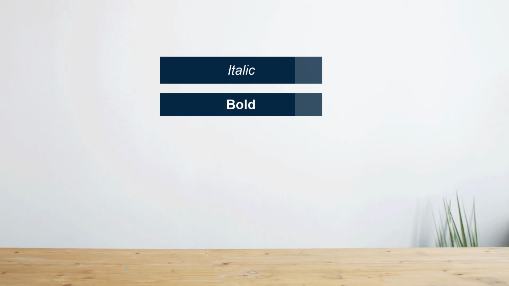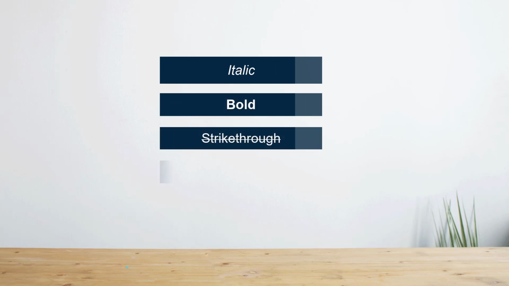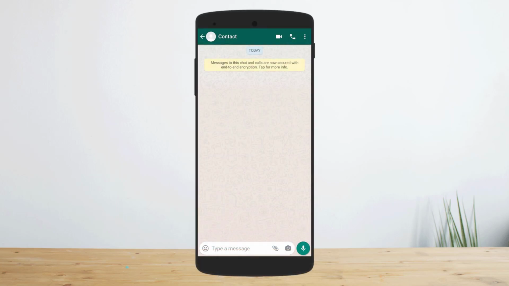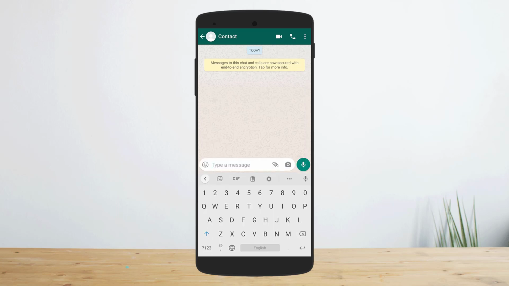You may know that WhatsApp comes with a built-in feature that allows you to make your text messages italic, bold, strikethrough, and monospace. But there are many other stylish fonts as well that you can use in WhatsApp messages. In this video, we are going to explore many different WhatsApp font styles. So let's start.